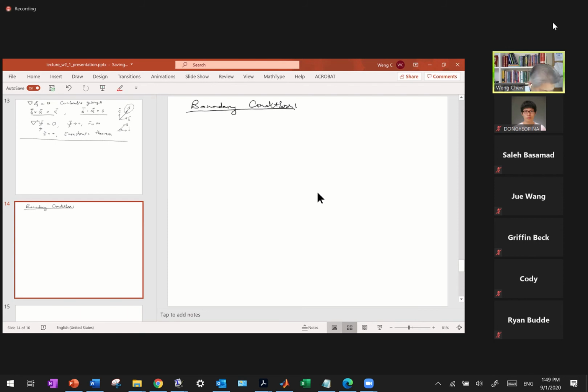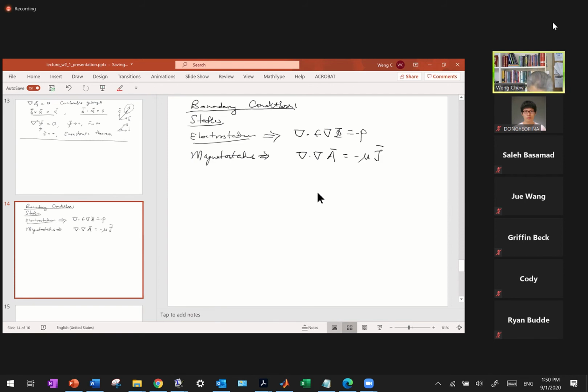Well, we have seen that in statics, we have two equations. In electrostatics, we arrive at Poisson's equation, which looks something like this. And for magnetostatics, we arrive at something that says that the Laplacian of A is equal to minus mu J. These are called PDEs.